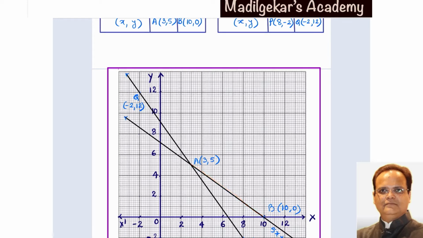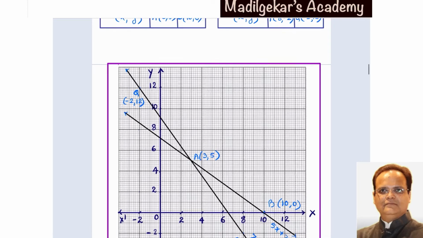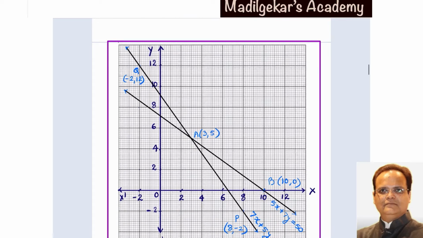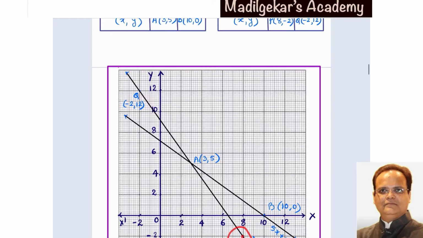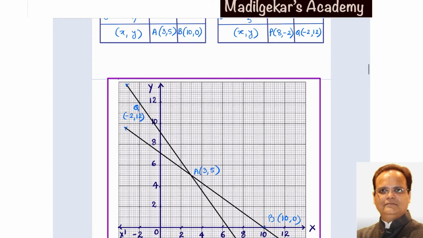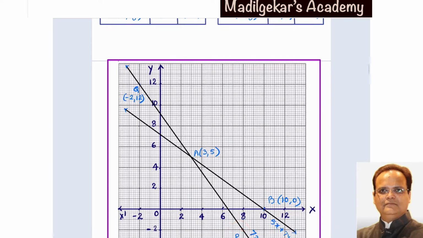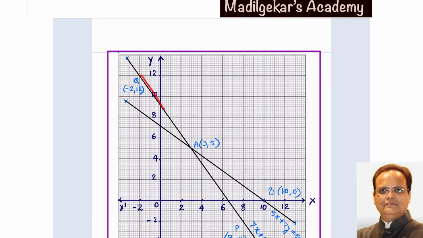Similarly, the point P is (8, -2). It lies in the fourth quadrant. So here it is point P. The next point is (-2, 12). It lies in the second quadrant. So here we get the point Q. Join P and Q. So this is the graph of the second equation.